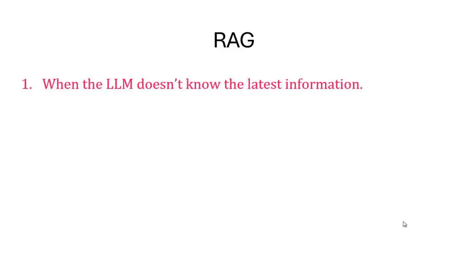Let's move on. In this section, we are going to discuss a very important concept called RAG, which stands for Retrieval Augmented Generation. It's important to understand what RAG is, why we need RAG, and how it actually works. We mainly use RAG for two situations. First, when the LLM does not know the latest information. For example, if the model was trained long ago and the user asks about something new or updated, the model cannot answer correctly because it has no recent data.